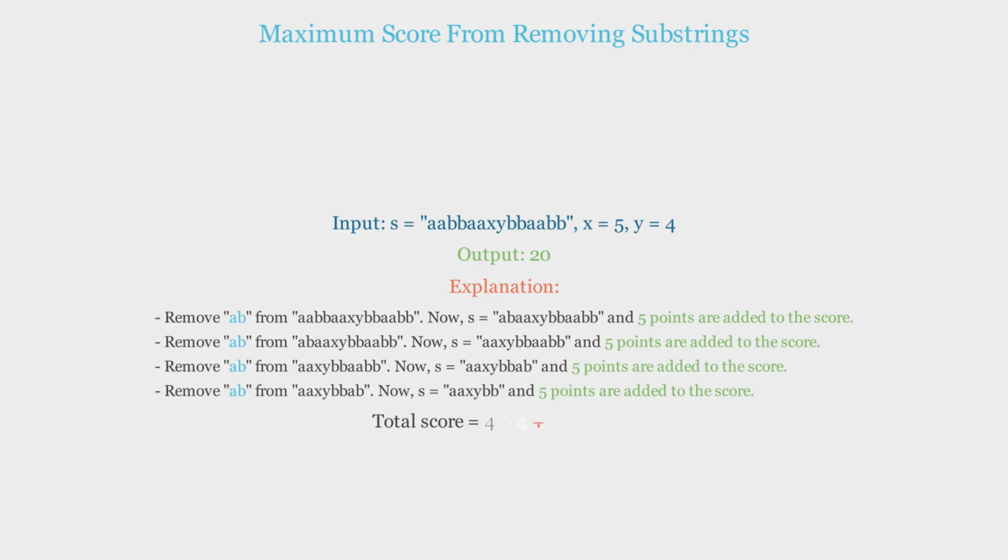Let's sum up the points we've earned. Total score equals 4 plus 4 plus 4 plus 4 is equal to 20. So, the maximum score we can achieve is 20.